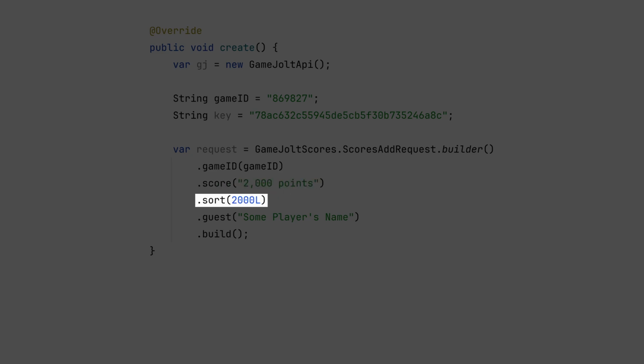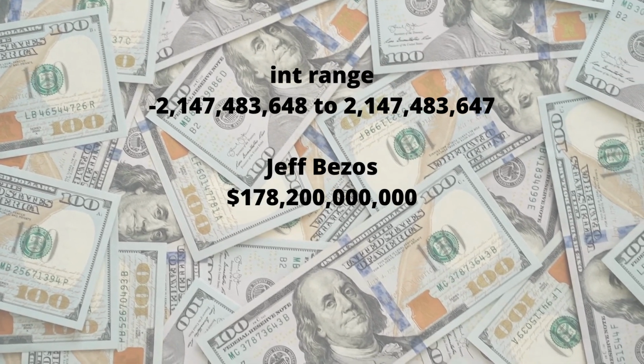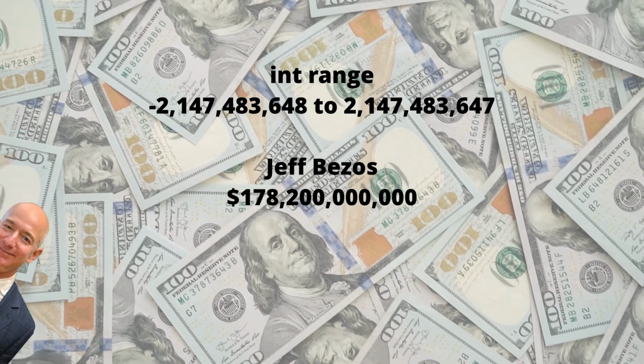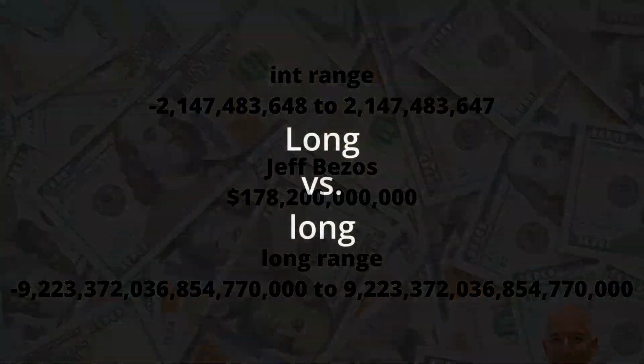Sort is a number that represents your score numerically and will be used for sorting. This is provided as a long, even though the spec calls for integer, because int has a very limited range. If your game uses money as a type of score, for example, Jeff Bezos would not be able to enjoy your game otherwise at a net worth of $178.2 billion. Keep in mind that primitive values in requests are often substituted for their object wrapper counterparts, like capital L Long instead of lowercase long. This is necessary in the lib for null checking optional parameters.